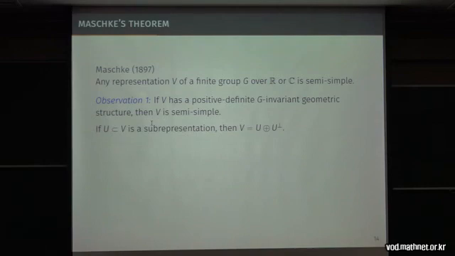The first observation is that if V has a positive definite G-invariant geometric structure, then it's semi-simple. And the reason for that is rather simple. If I have a sub-representation, then I can consider its complement, and I can split my vector space up by positive definiteness. But now, because this form is G-invariant, these two are sub-representations. And then I can keep splitting up, and then I get that my thing is a direct sum of simple representations. Yeah?